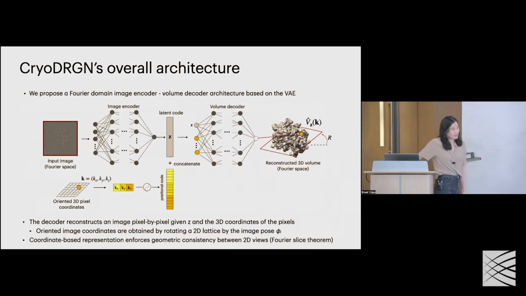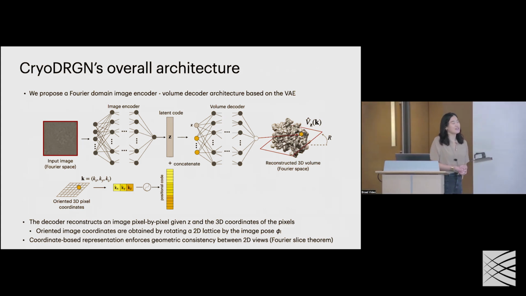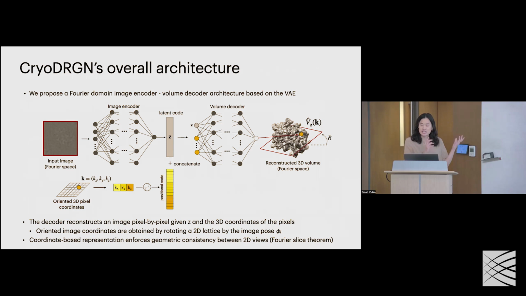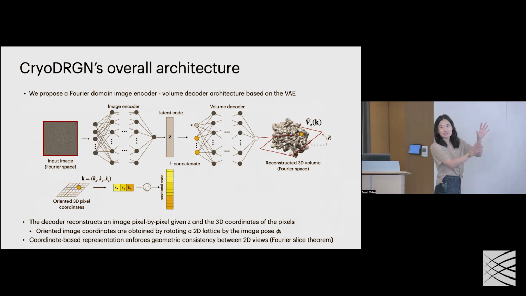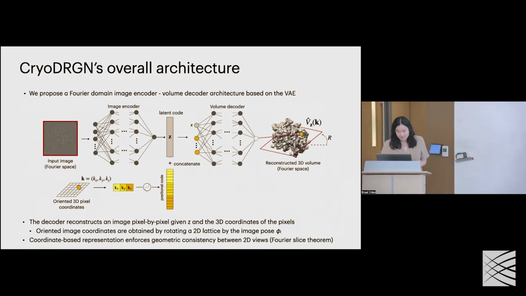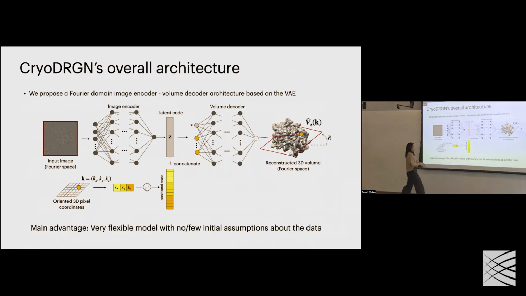Okay, this slide we're also already familiar with. I don't think I have anything else to say other than it's all expressed in Fourier space. So each input image is a 2D planar slice out of the volume in the Fourier domain. The main advantage is that this is a very flexible model with very few initial assumptions about the data. So this coordinate-based neural network, whatever distribution of structures it can learn from the data, we can model.